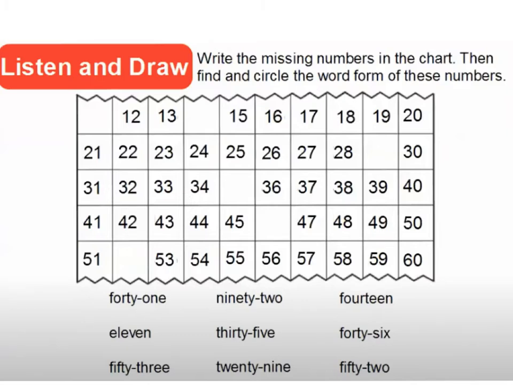Please open your math book to page 77. That's this page. Page 77. 7 tens, 7 ones. And let's complete this listen and draw section together. It says, write the missing numbers in the chart. Then find and circle the word form of these numbers. So pause the video to take a moment to fill in the missing numbers.